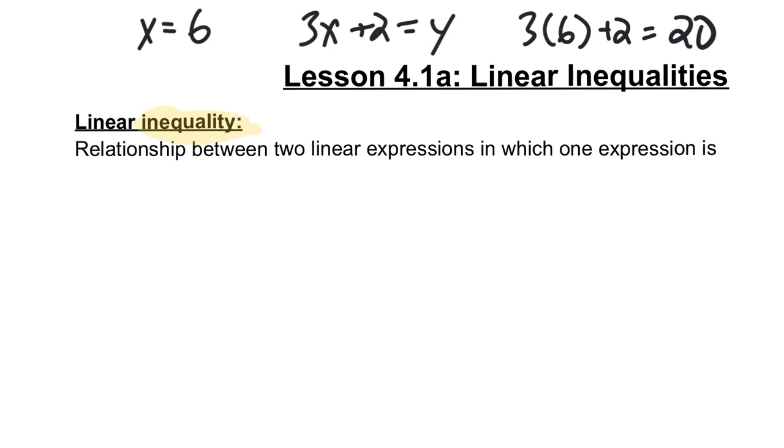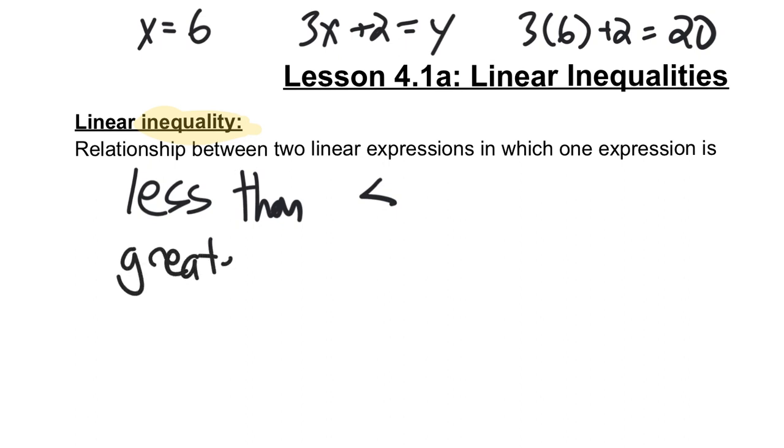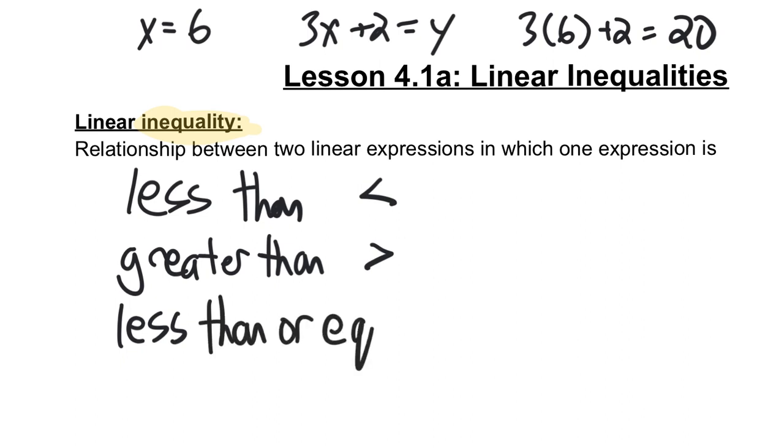So we have a couple different versions. A relationship between two linear expressions in which one expression is less than, right? Less than, my cat is joining in. We could have greater than. We could have less than or equal to. Less than or equal, right? We include that equals sign, or that line that's an equal sign underneath. Or we could have greater than or equal to.